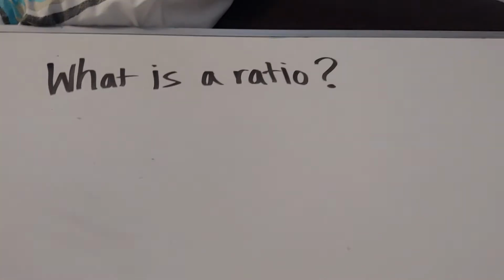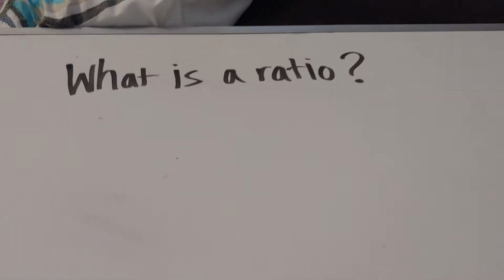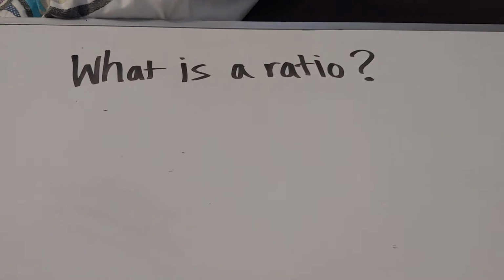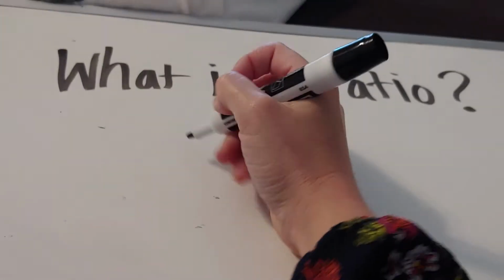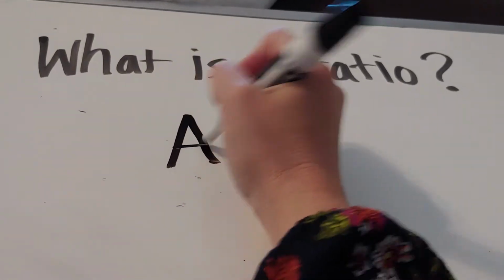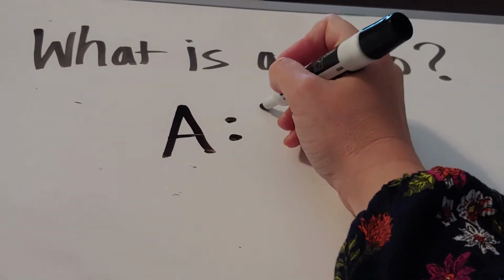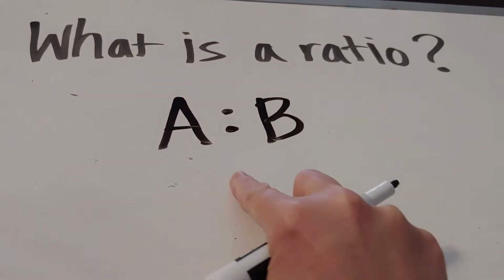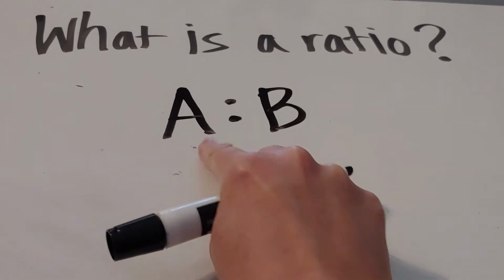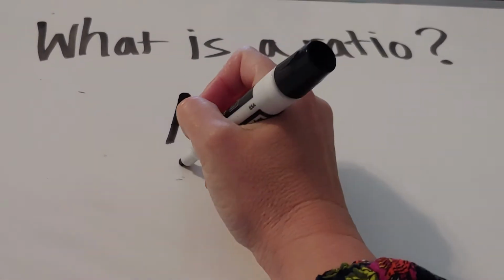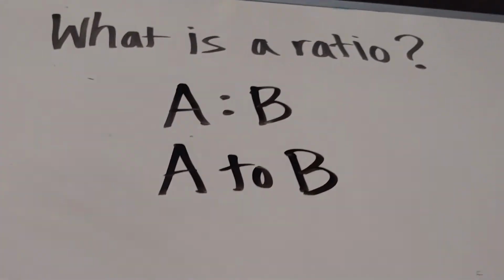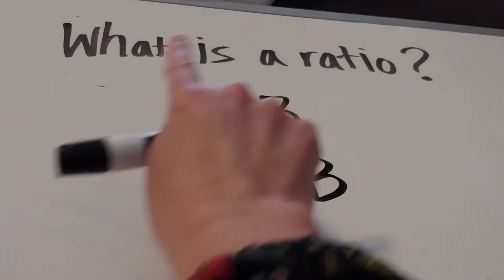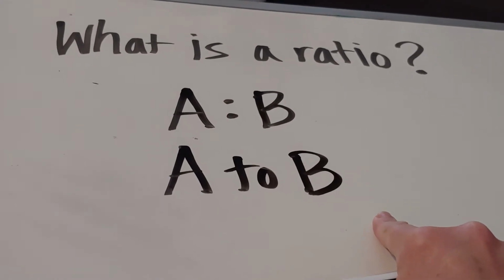Today's lesson is on ratio. So what is a ratio? A ratio is a relationship between two numbers. Typically when ratios are introduced in elementary school, it is A colon B. So I have A to B is how we read that. The idea is that whatever relationship is given is going to stay that way the whole problem.